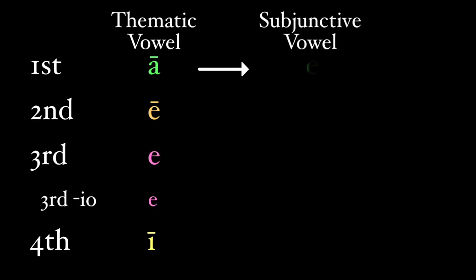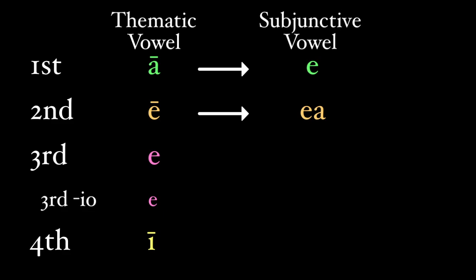The present subjunctive is formed by changing the vowel characteristic of the conjugation, though. The A in the first conjugation changes to an E. The long E in seconds changes to an EA, and it makes sense that the E is kept, seeing how it's long to begin with.